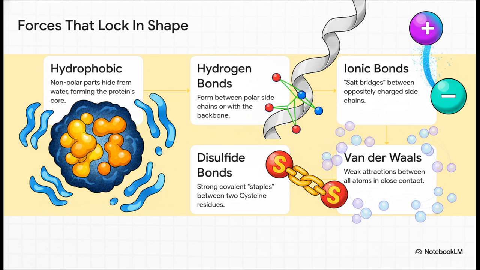It is the single most powerful force guiding the whole process. Then you have other interactions like hydrogen bonds and these ionic salt bridges. You've also got van der Waals forces. You can think of those as a very weak, temporary static cling between any atoms that get close enough. And finally, for some extra strength, some proteins can form these incredibly strong covalent staples called disulfide bonds, which really lock parts of the chain together.